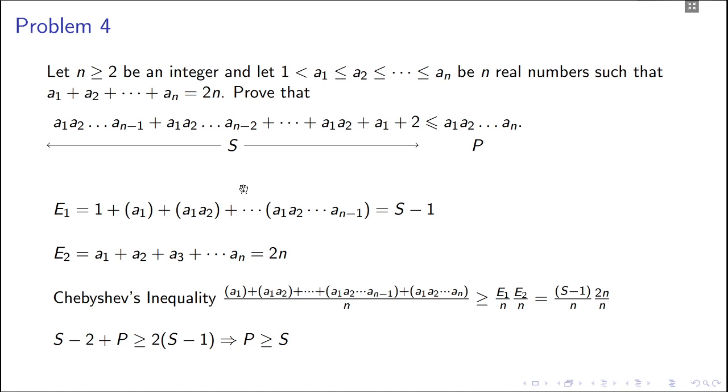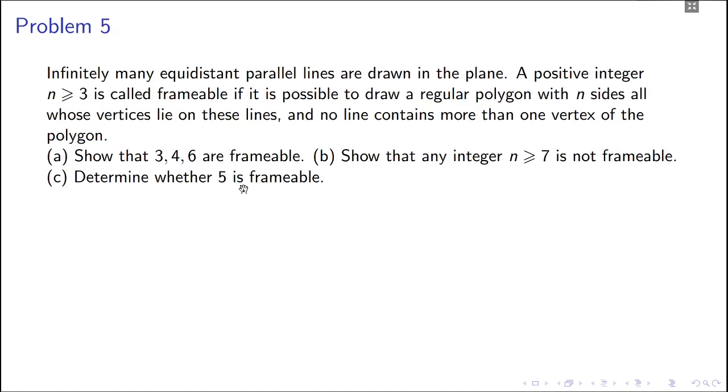Okay, so now let's look at the next problem. Yeah, so this is the lengthiest. There are many equidistant parallel lines, and you draw polygons on it, and you call it frameable if it's possible to draw a regular polygon of n sides, all of whose vertices lie on these lines, and no line contains more than one vertex.